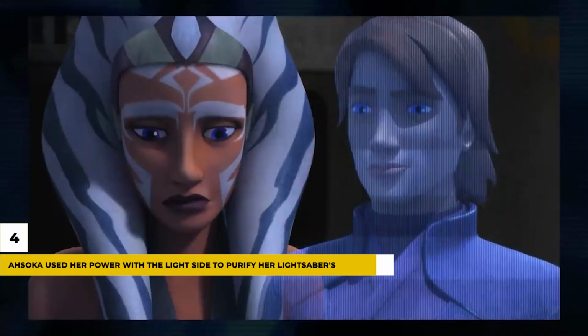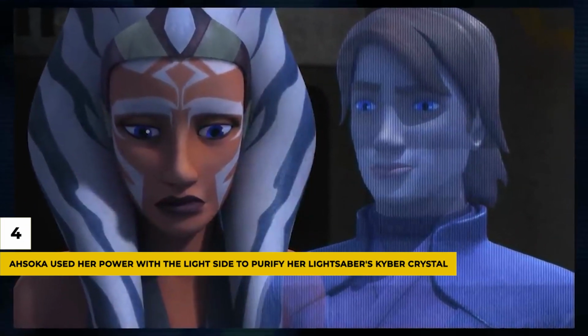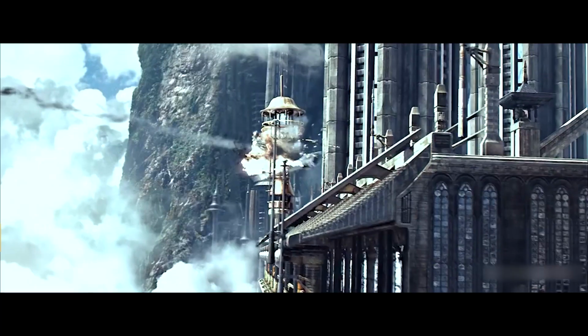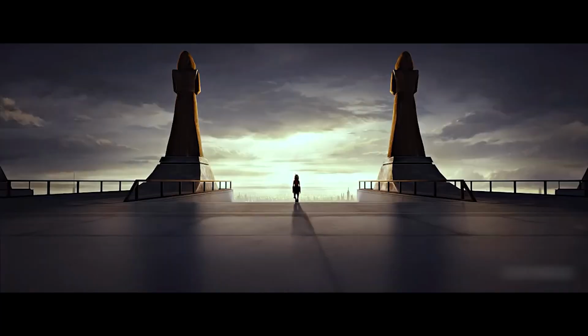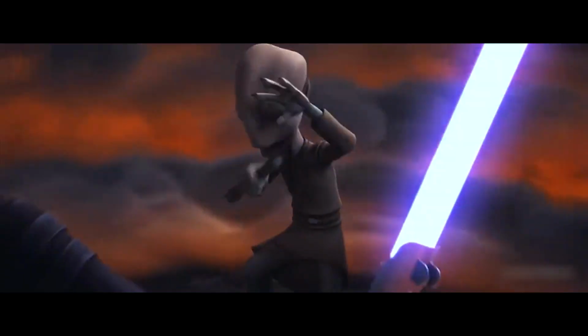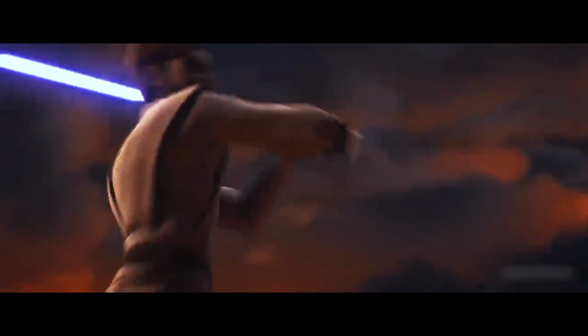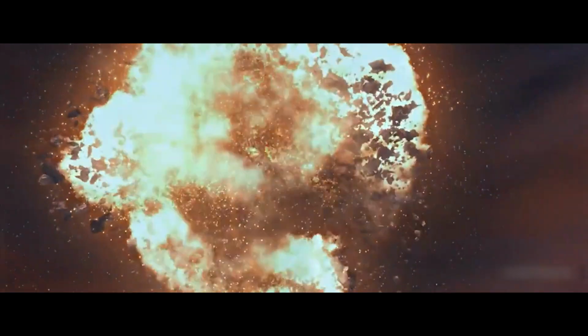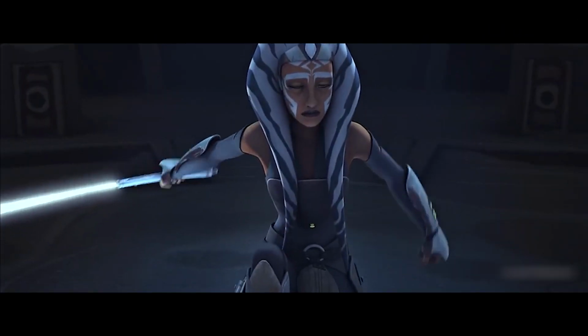Number 4. Ahsoka used her power with the light side to purify her lightsaber's kyber crystal. What reinforces the idea of Ahsoka being a Grey Jedi for many is her use of the white lightsabers, something no other Jedi in the canon wields. In the Legends Expanded Universe, it is revealed that the white lightsabers were used by Force users who served the Fel Empire, known as Imperial Knights.